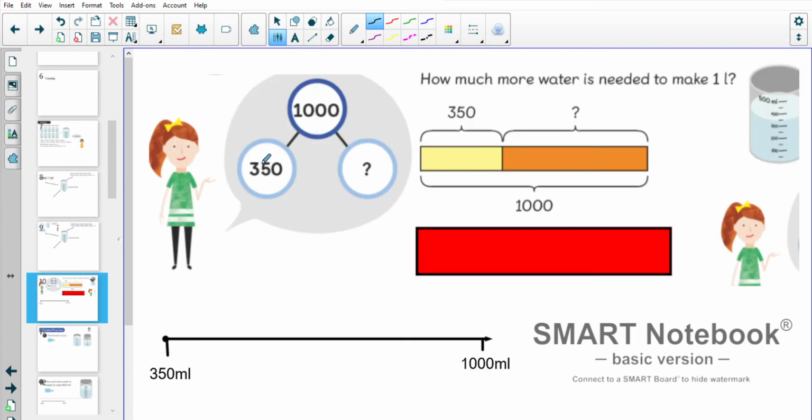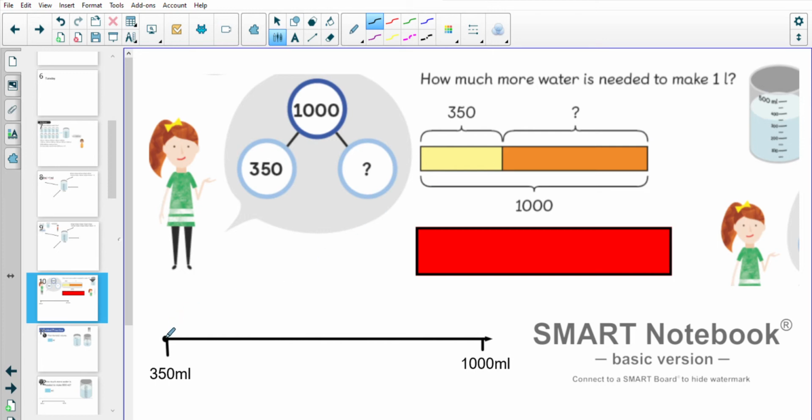Another one we could have had was with our part whole model. We've got 300 plus something is 1,000. Did anyone get this on theirs? You might have got one similar, so like 750 plus something. How much more water is needed to get to 1,000? Now, a lot of our questions today are going to be like this.